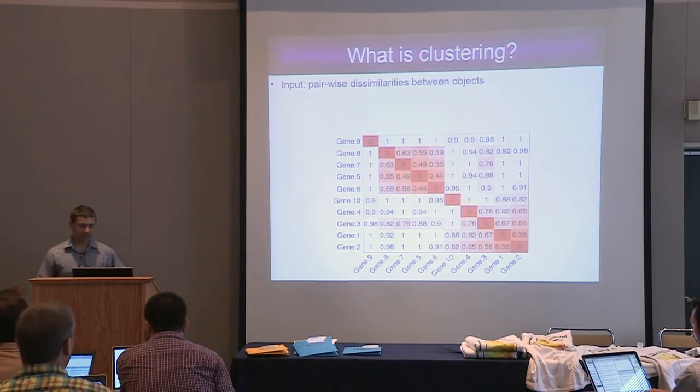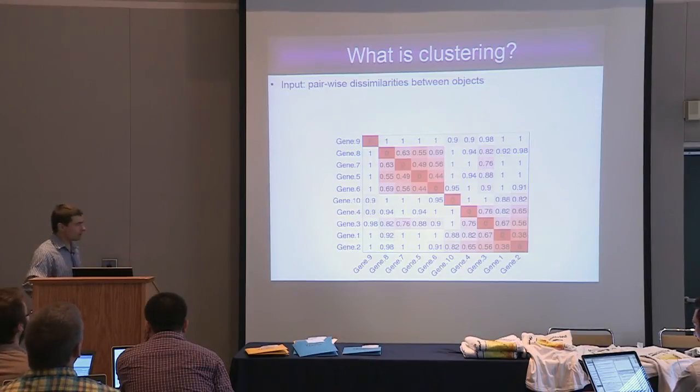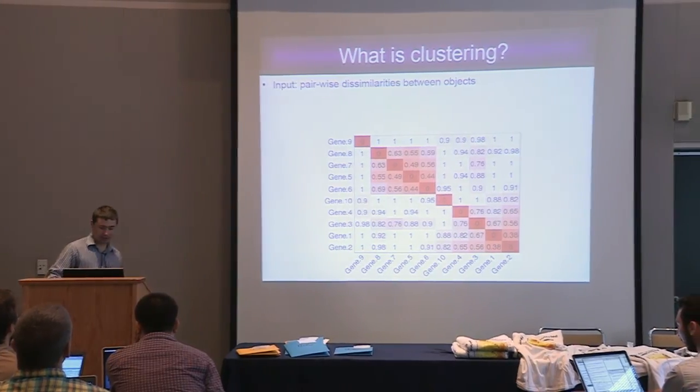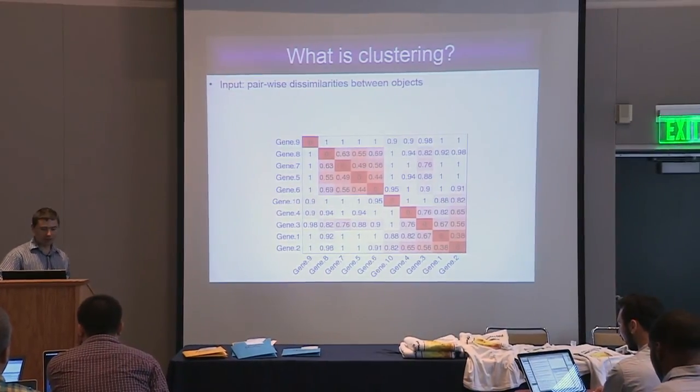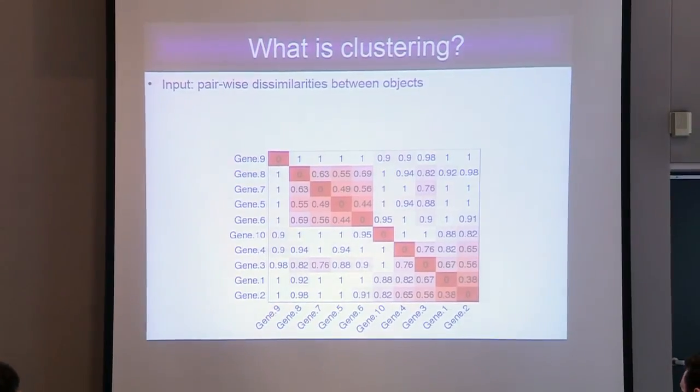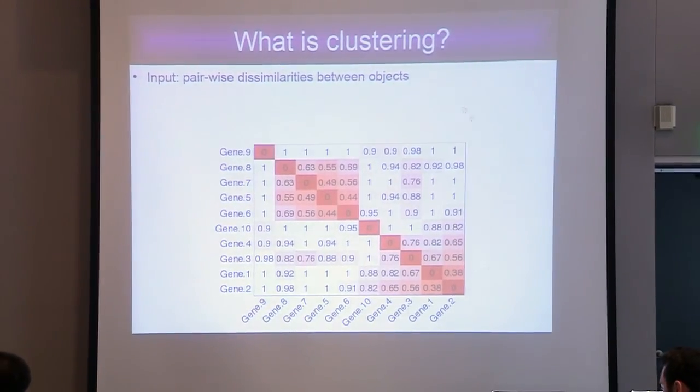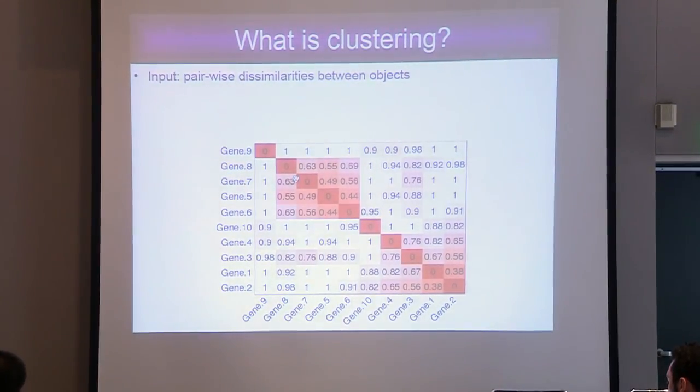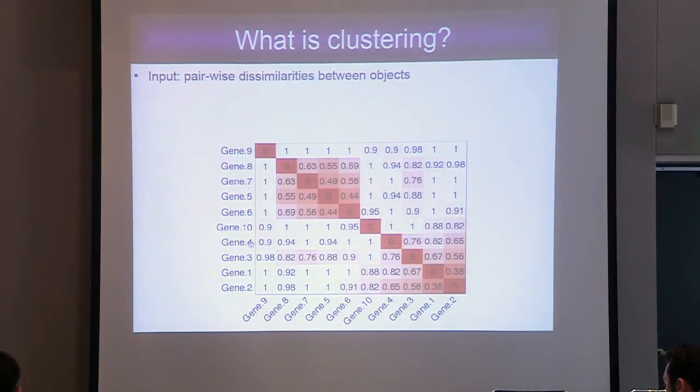So what is clustering? Clustering is a generic name for a lot of methods, but what they all have in common is that they start with a pairwise dissimilarity matrix between a set of objects. So here's a dissimilarity matrix between what I call gene 1 through gene 10, since our applications will be mostly in genomics, but it could be any other objects. It could be people, or whatever objects you want to analyze.